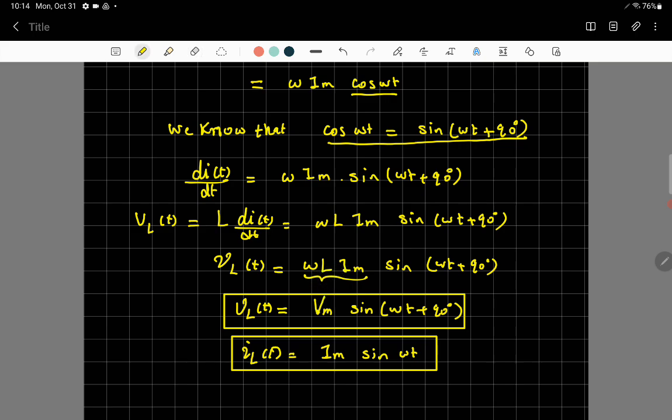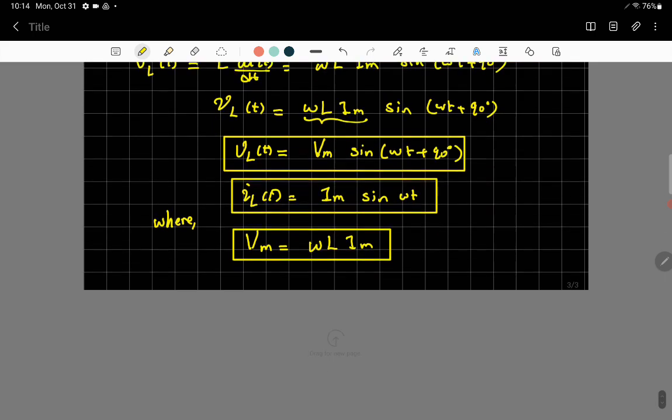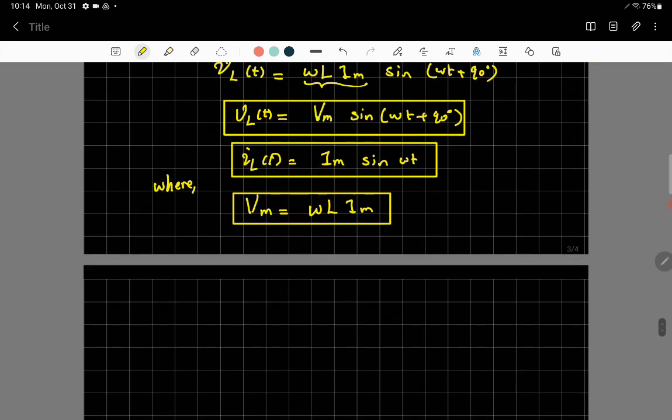Let's also write this relationship: Vm is equal to omega L Im. Okay, let's work this in phasor. So VL will be equal to Vm sine omega t plus 90. How do you do that? You make it an angle of 90: Vm angle 90.